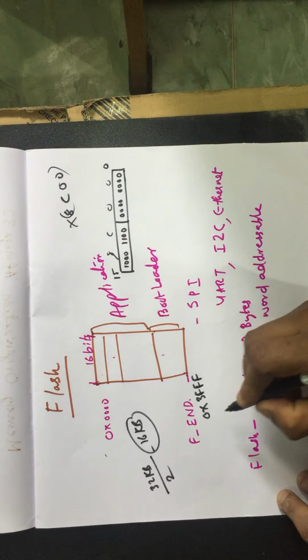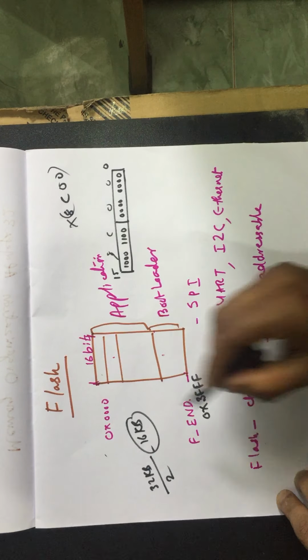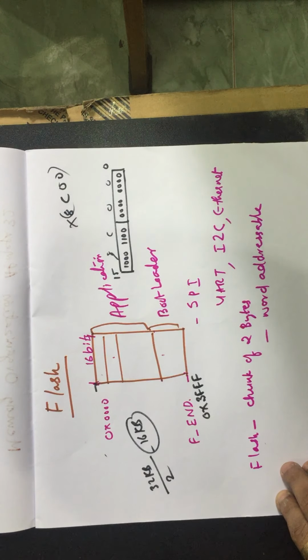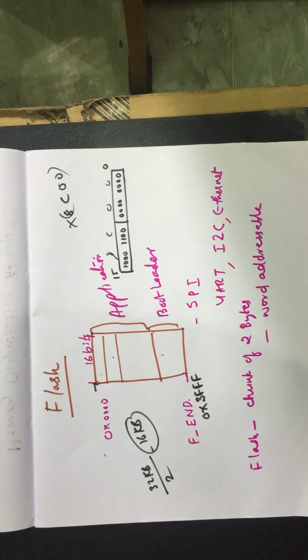0x3FFF. This is what I told you last class, 3FFF. So this is actually 16K. If you start from 0000, then it ends at 3FFF. It's not 32K addresses, because each is doubled. Okay. Now let us see.